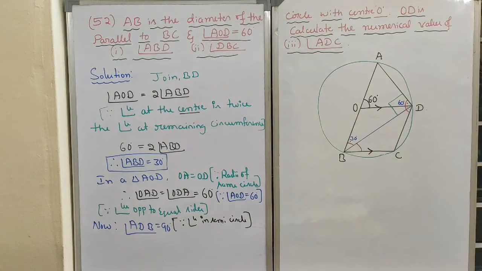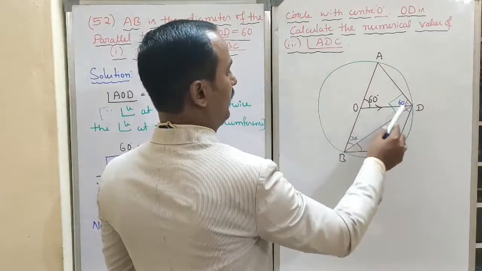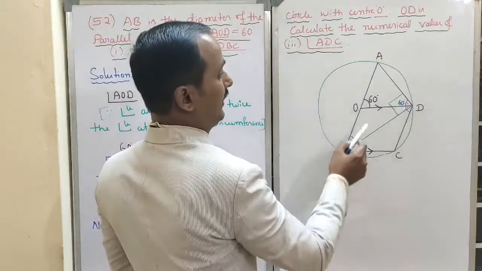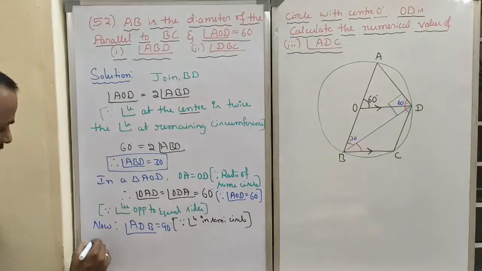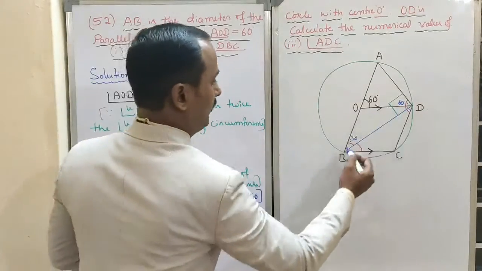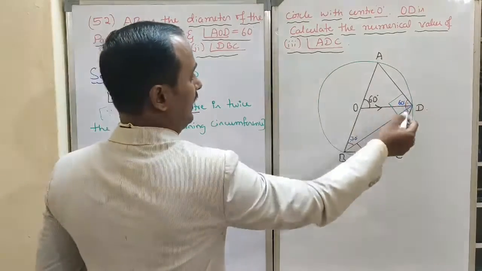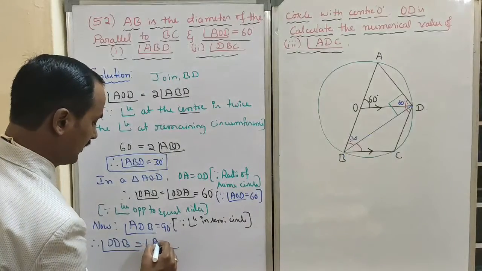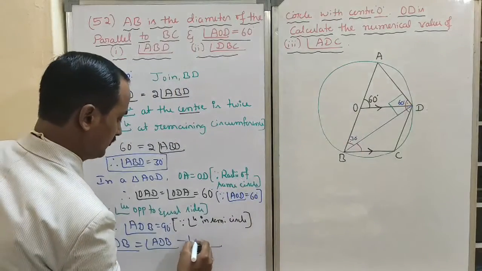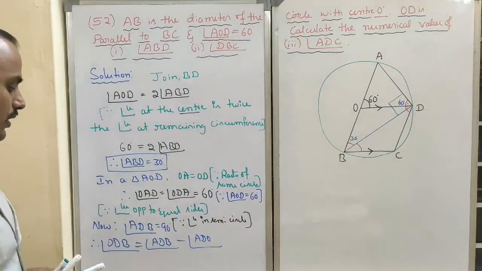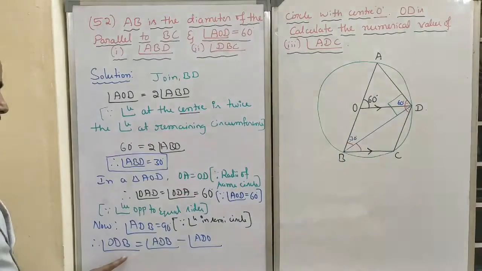Angle in a semicircle. Now dear children, I want angle ODB. ODB angle value means ADB minus ADO. Now I will continue there, dear children. I want the angle ODB, angle value 1. ODB angle value means angle ADB minus ADO. ADO. Understood how I wrote? I want ODB.